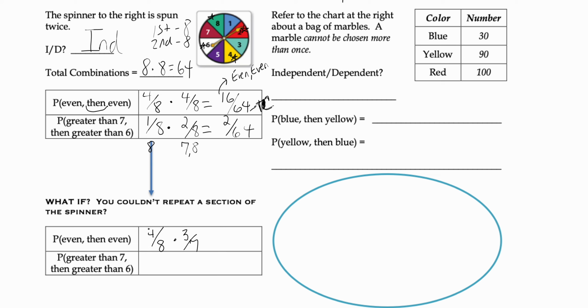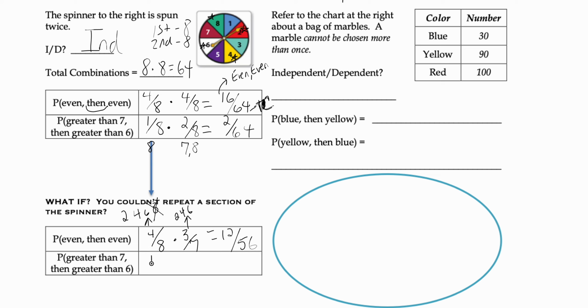Because those 4 even numbers that you were previously allowed to get, 2, 4, 6, 8, one of them, let's just say 8 for sake, one of them can't happen anymore. So then the second time you go, you're left with 2, 4, and 6, dropping us to 12 out of 56, a slightly lower chance.